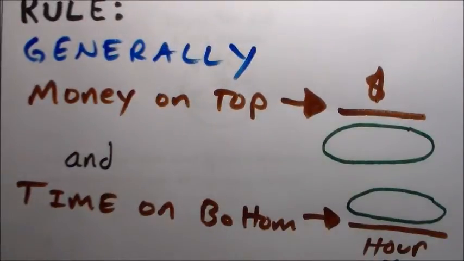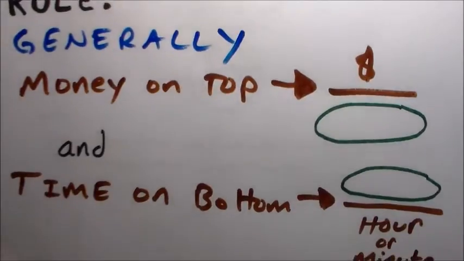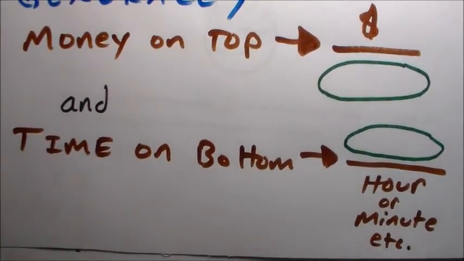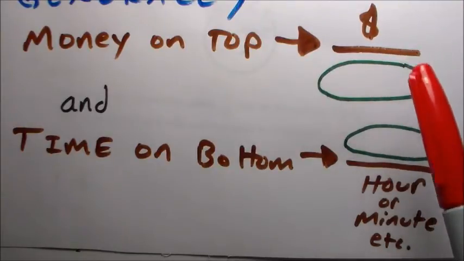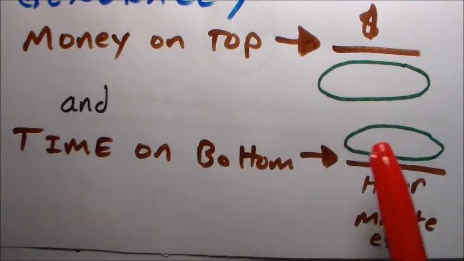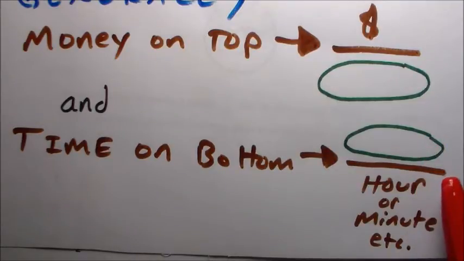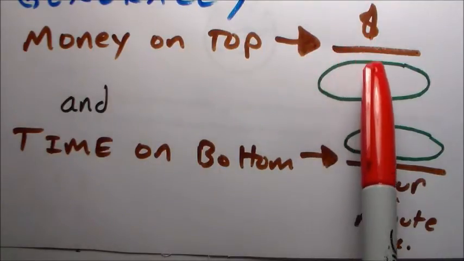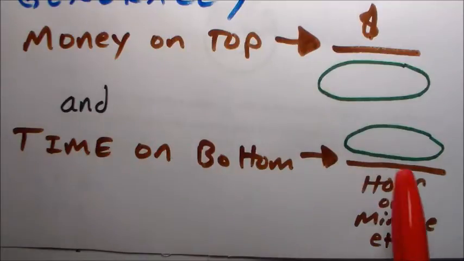And another rule, just generally, it's money on top and time on bottom. So you have dollars per pound, dollars per hour if you're working, dollars per ounce, and time on bottom, miles per hour. Or you can have gallons per hour if you have a question like of a leaky pipe. Just remember, money is generally on top and time is generally on the bottom.